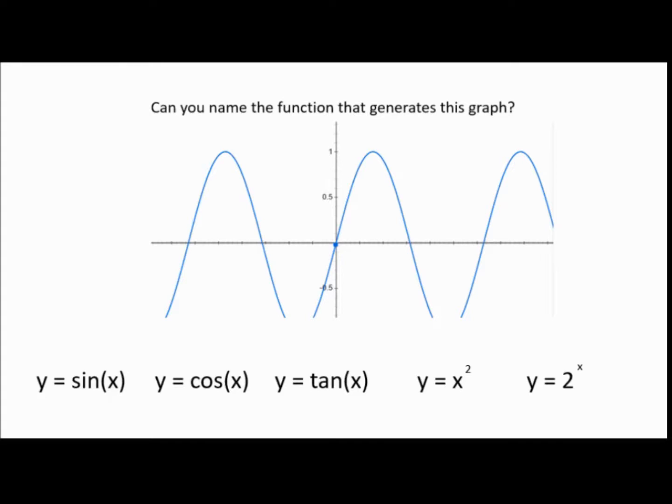This graph goes through the origin, so when x equals 0, y equals 0, and we know that when x is 0 degrees, then sine x is also 0. We know that from our unit circle. So this is a graph of y equals sine x.